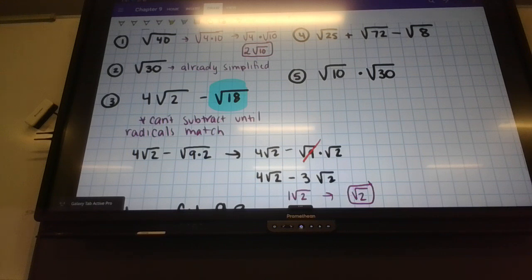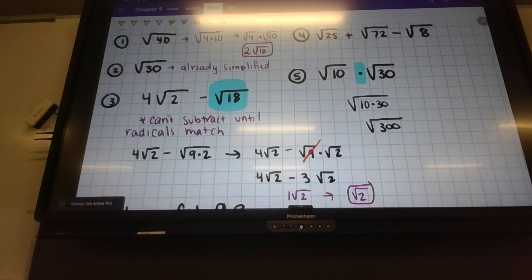Does it divide by 4? Does it divide by 16? 30 doesn't divide by any of those. So, when it comes to multiplication, you can multiply radicands. So we're going to go ahead and make this 300. 10 times 30 is 300. You can smush it together, make it 300.